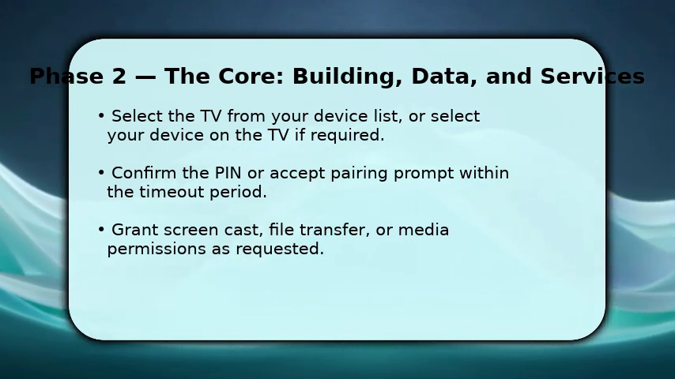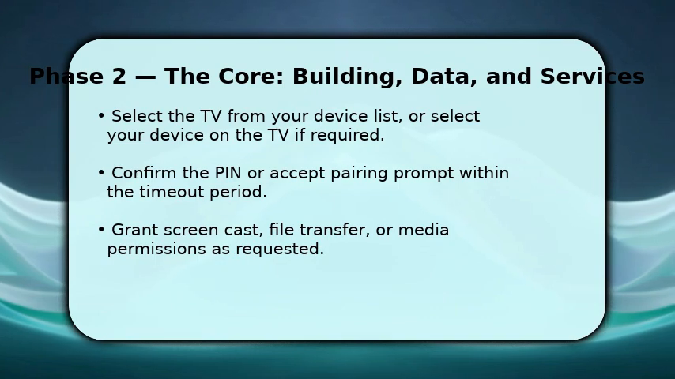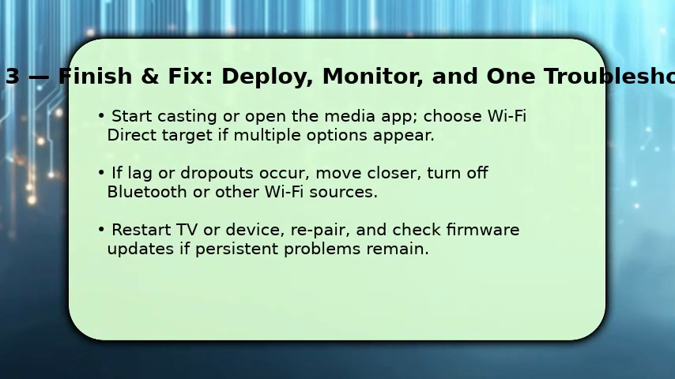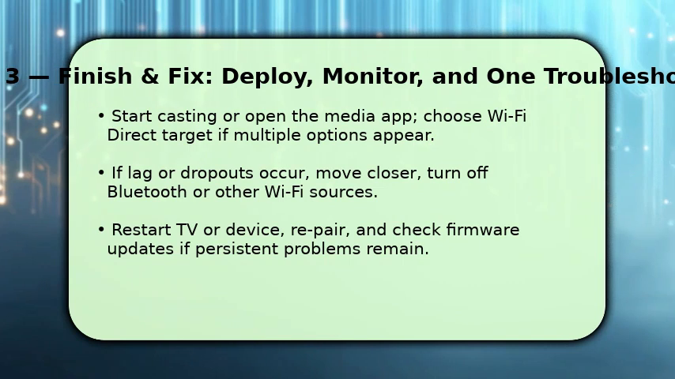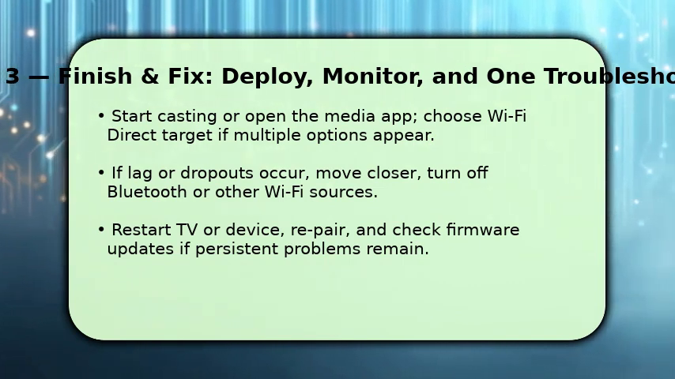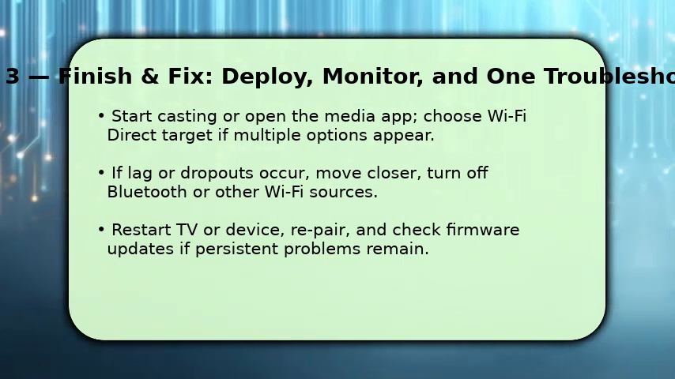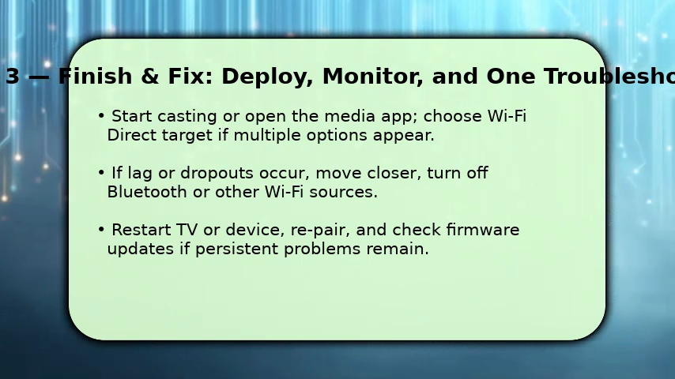To finish, open your streaming app or use Screencast. Select the TV as the Wi-Fi Direct target and begin playback. If you see lag, lower resolution settings or move devices closer. Wi-Fi Direct is peer-to-peer, so interference hurts throughput.